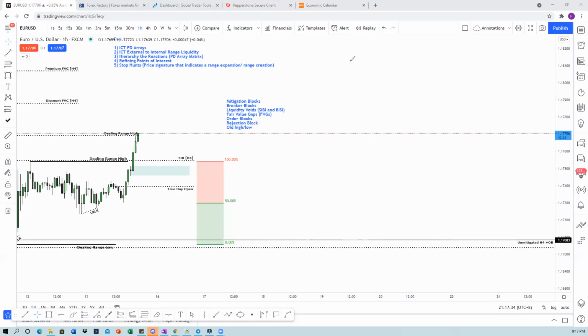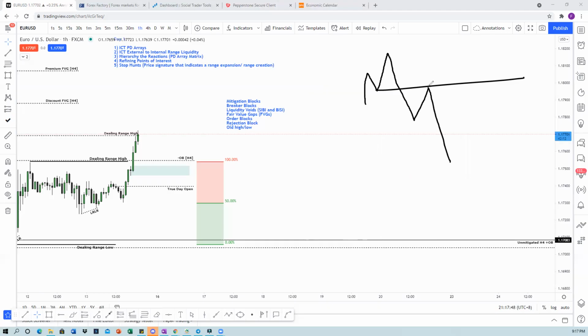Now you know what a bullish breaker is. Let's look at a bearish breaker. A bearish breaker looks like this: we have a high, higher high, break, low. The down close candle here is your breaker, meaning that price is going to go lower.